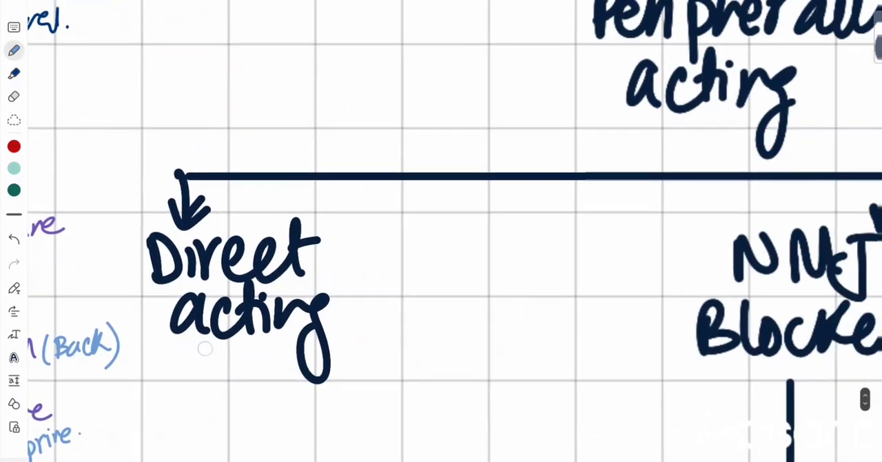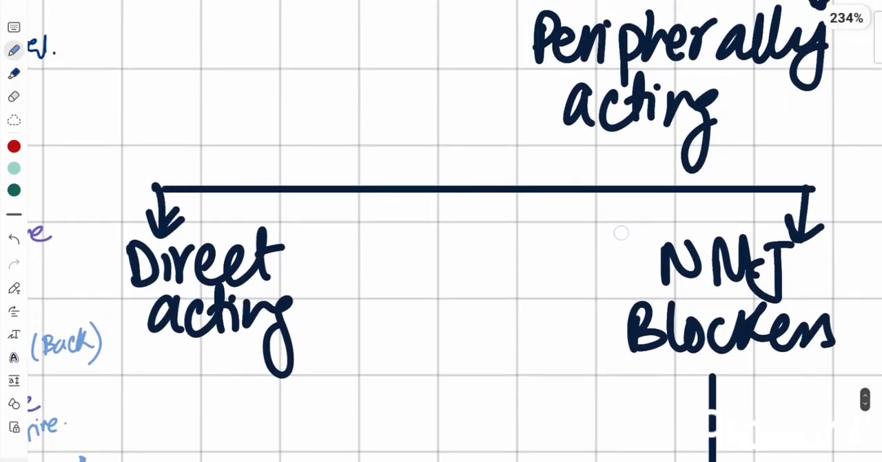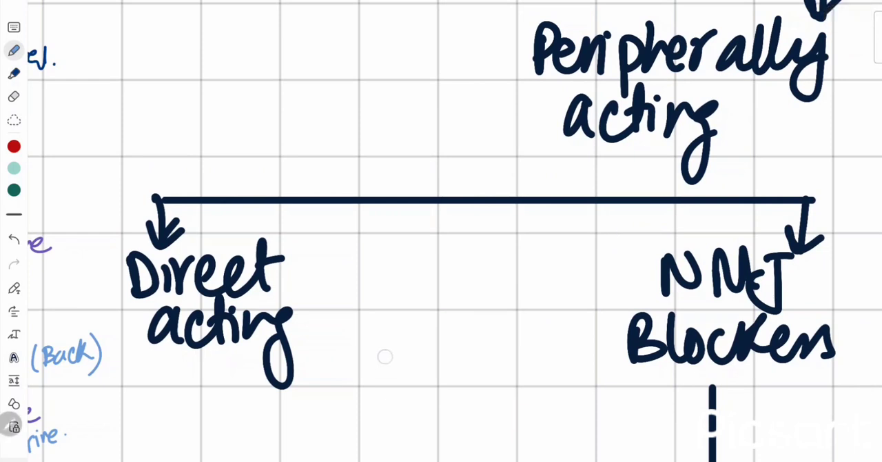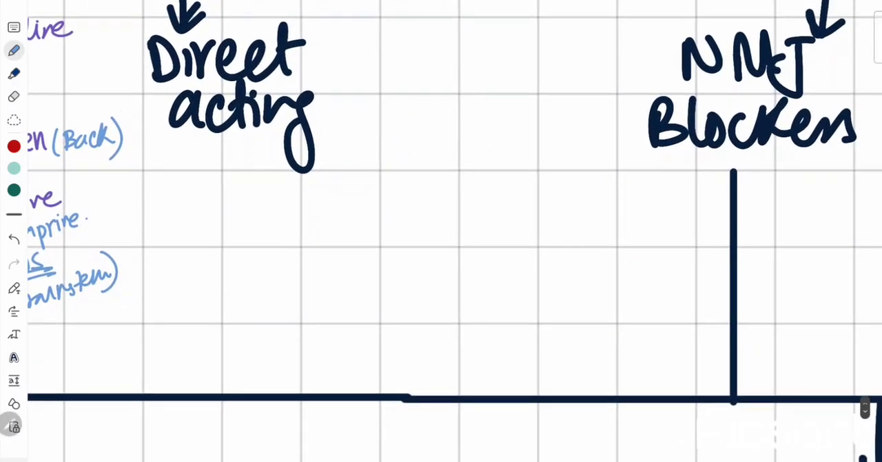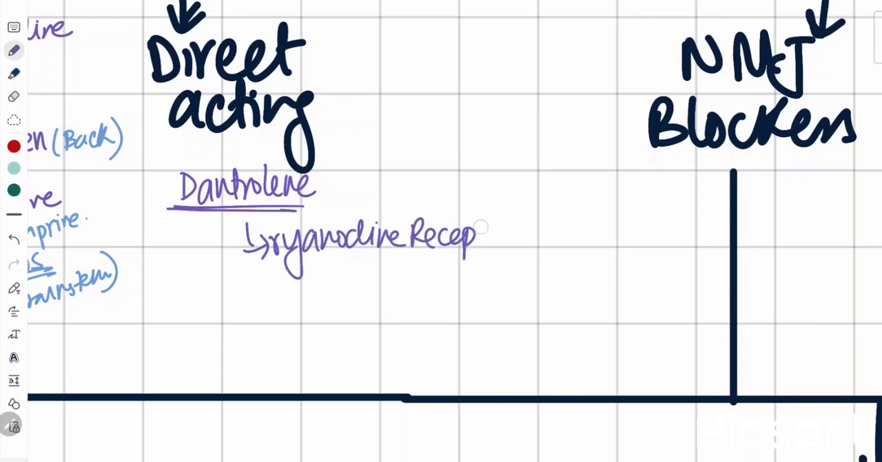Okay, now we are gonna do peripherally acting ones. In peripherally acting we have direct acting, and then we have NMJ blockers. So for the direct acting we have the example of dantrolene. Remember, dantrolene is a ryanodine receptor antagonist, so it is going to decrease calcium release from the sarcoplasmic reticulum, and definitely it is given to decrease muscle spasticity.